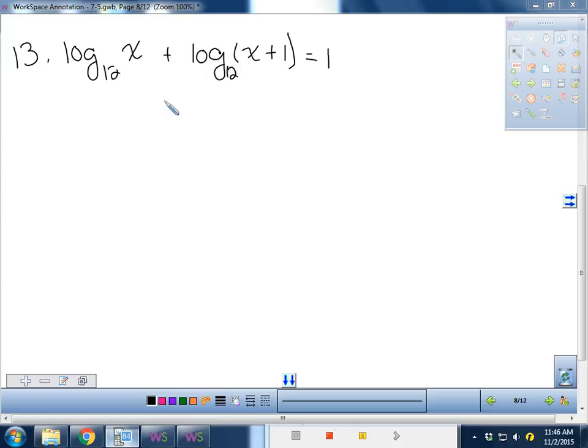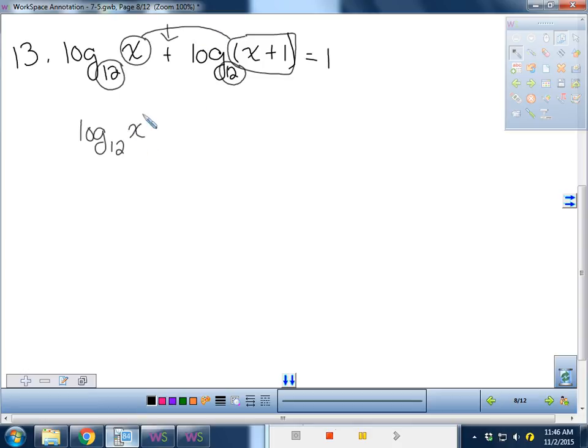All right, number 13. So I notice that I have 2 logs. I need to try to write them as 1. They do have the same base, and I am adding them. So I will keep the log base 12. But then I have to take this and multiply it times this. So I have to distribute. X times x is x squared, and x times 1 is 1x.